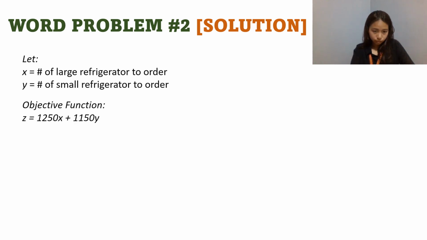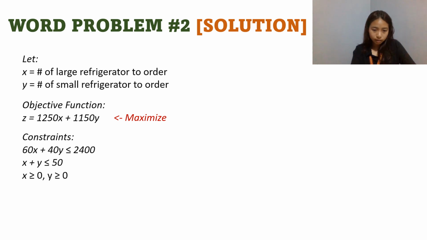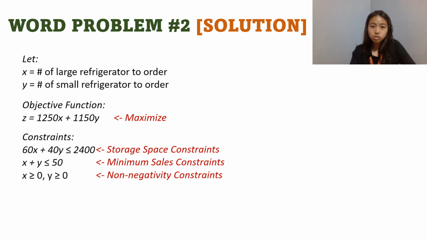So this is our objective function. We want to maximize the total profit, which is given by z = 1,250x + 1,150y. These are the constraints. The storage space constraint: the total storage space used by the refrigerators should not exceed the available storage space, which is 60x + 40y ≤ 2,400.